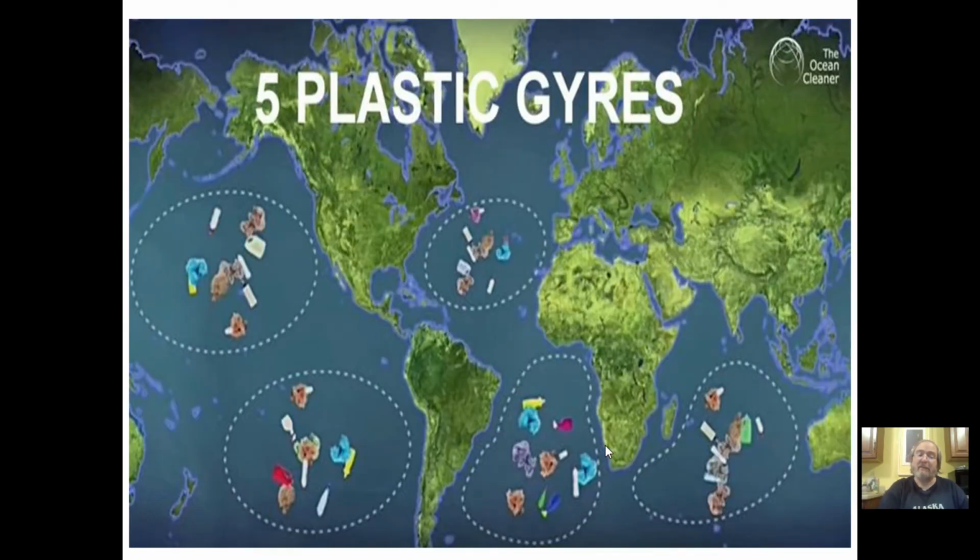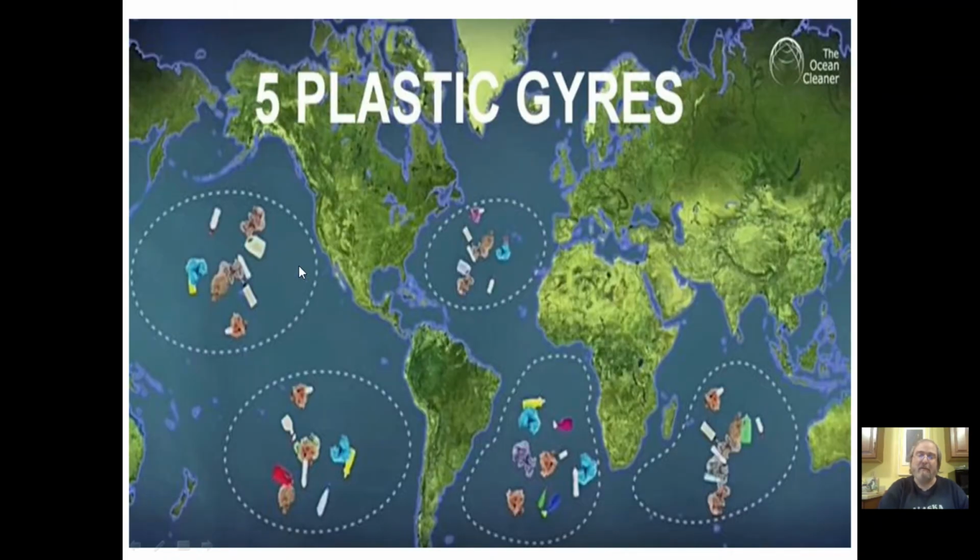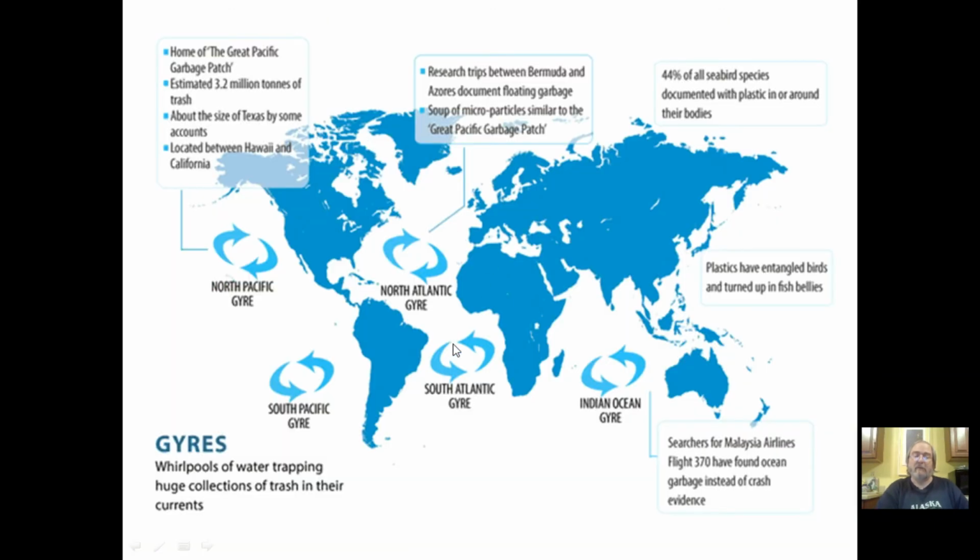Now, the five plastic gyres, because I just, is that right? You have a convergence zone here. All the plastic that's in the ocean converges in the gyres. So North Pacific gyre, South Pacific gyre, North Atlantic, South Atlantic gyres, and then the Indian gyre. And then a little description.